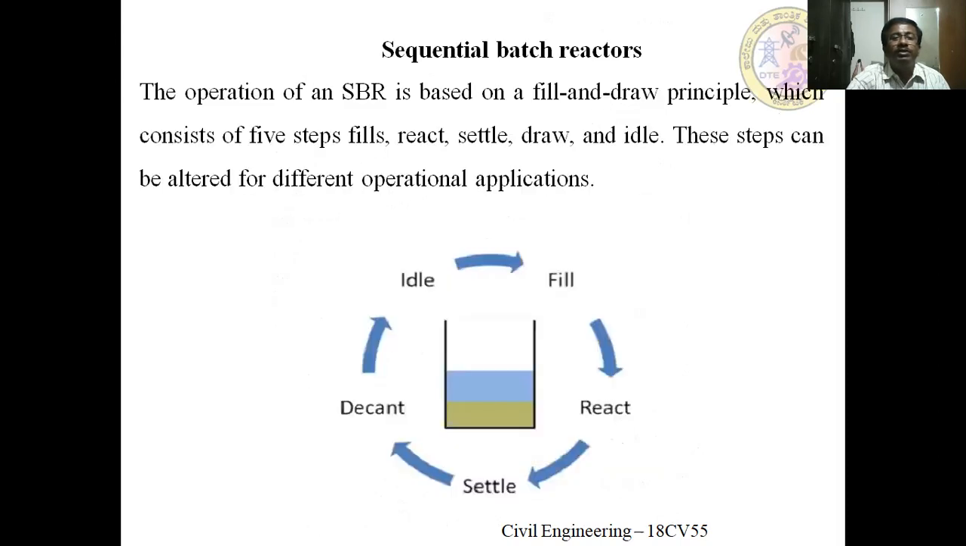So next we pass on to the sequential batch reactor. Sequential batch reactor is also related to the conventional activated sludge process. But the main advantage of this one is that within the sequential batch reactor, we are completing three steps: equalization, aeration, as well as clarification are done in a single batch reactor. This is the main advantage of that particular one.